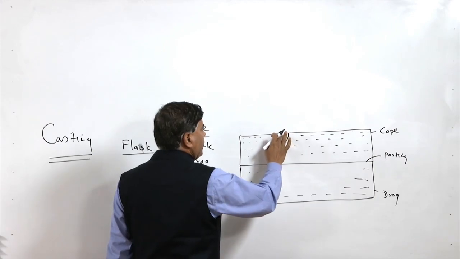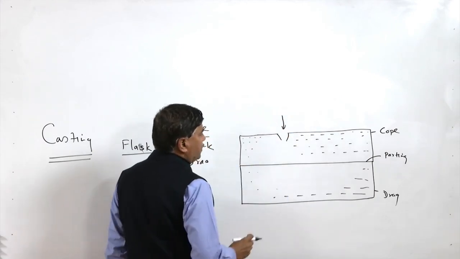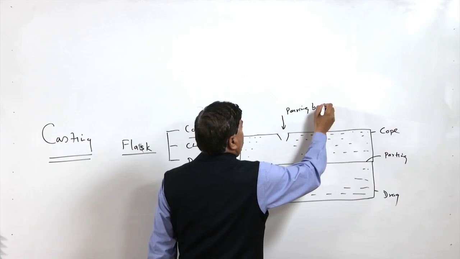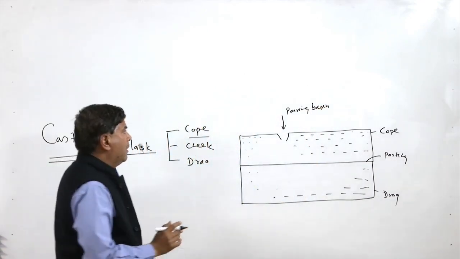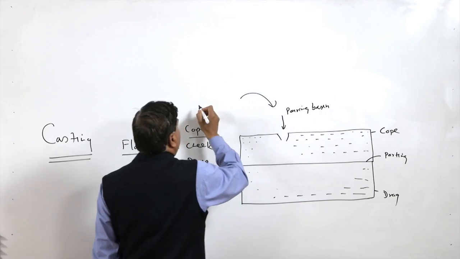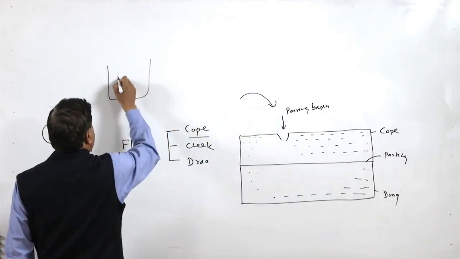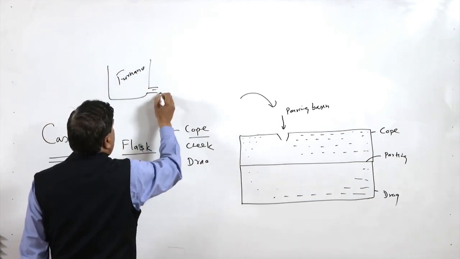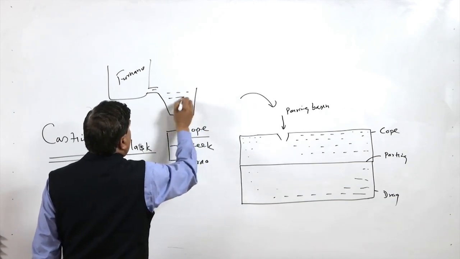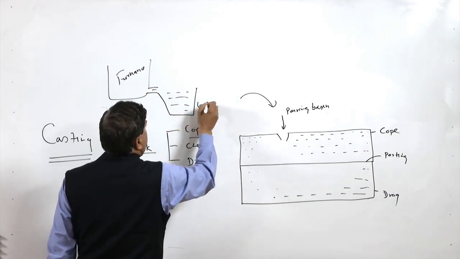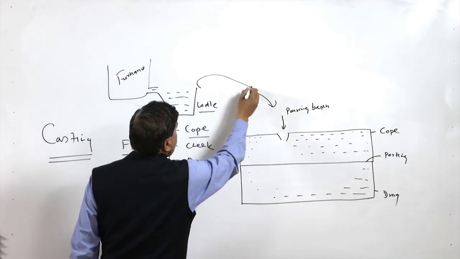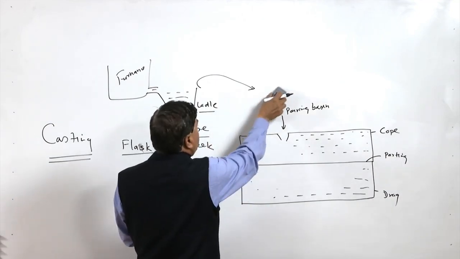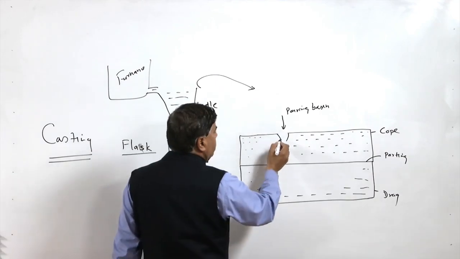Like this, it is open and conical. So, this is the pouring basin. We feed the molten metal with the help of the ladle, like say this is the furnace. Molten metal is tapped from the furnace into the ladle, and this ladle is used to transport the molten metal to the mold. The molten metal from the ladle is poured into the pouring basin.